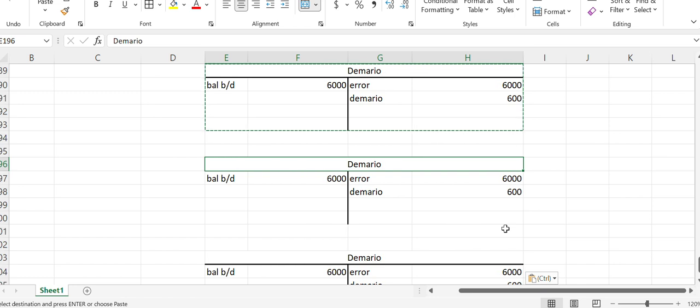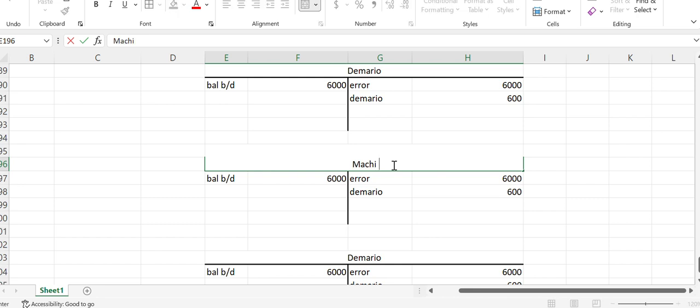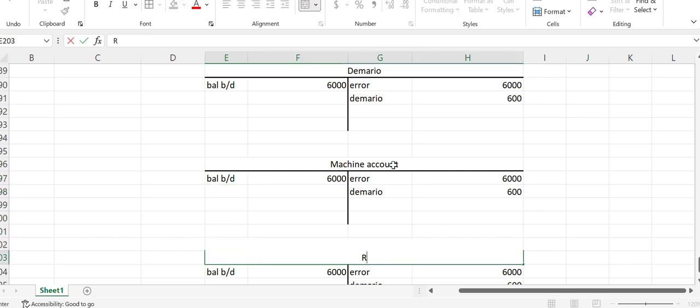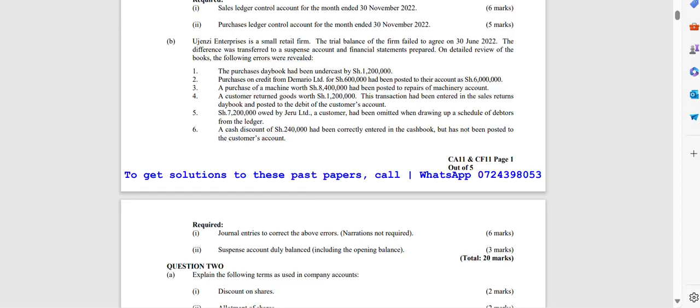So here we have machine account, and you have repairs. That's why it is important for you to understand the errors. Repairs of machinery. I can't remember, but we can check. So a purchase of machine worth 8.4 million had been posted to the repairs. And now machine is an asset, repair is an expense. So they had posted this in the repairs account, of course, on the debit side.